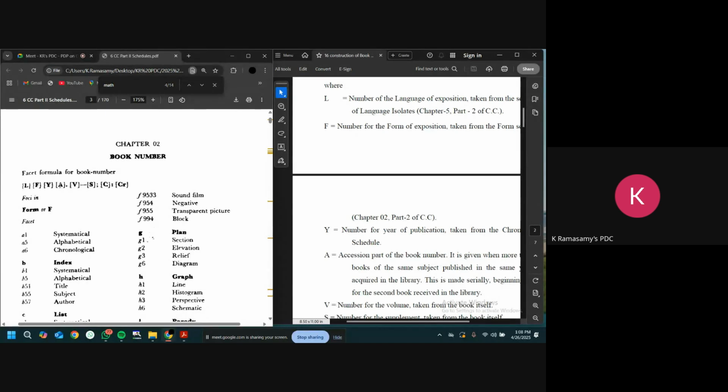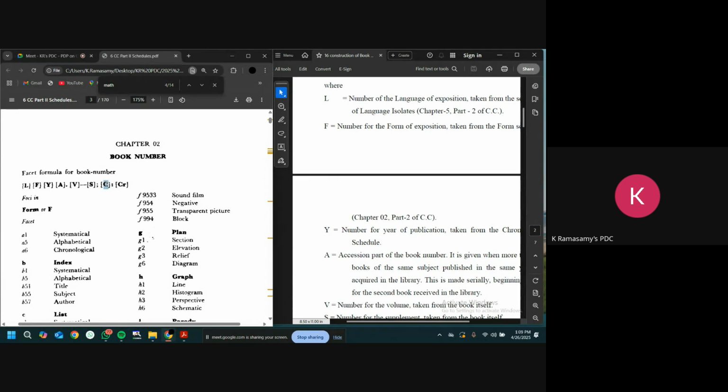Then comes accession number. Then comes volume number. This is volume 1, volume 2, volume 3. Then comes supplement number. Sometimes books come with supplements. Then comes copy number. Sir, everything is the same. No problem. First book, write the number as such. Second book, you write semicolon 1. It means second copy. Semicolon 2, third copy. Semicolon 3, fourth copy.